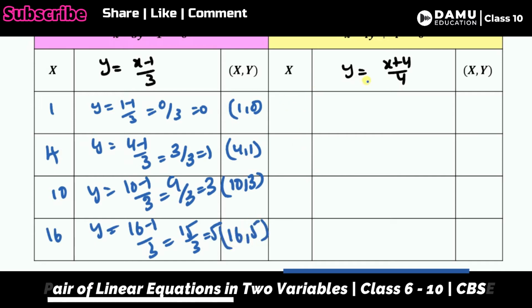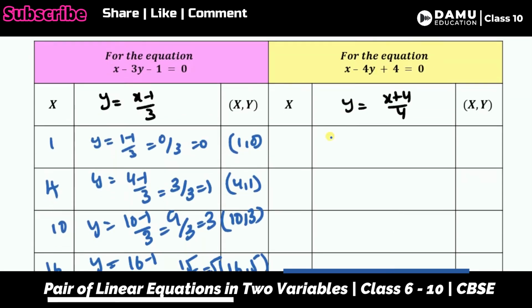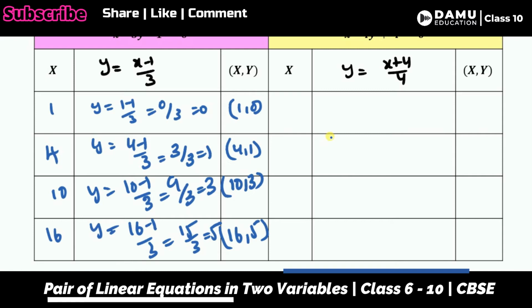Let's give some values for x for the second equation, y equal to x plus 4 by 4. If we want a whole number, we should take a multiple of 4, so you can give 4, 8 like that. Let's give 4: 4 plus 4 by 4 is 8 by 4. Then what is the answer? 2. So 4 comma 2.